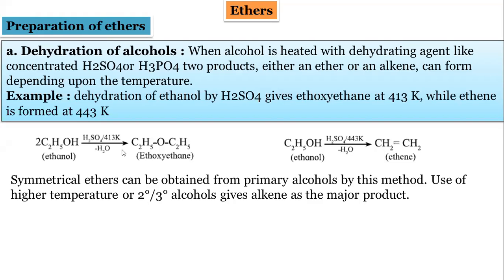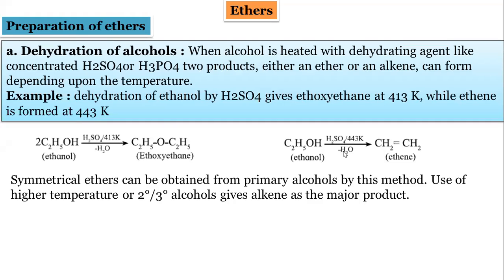These dehydrating agents are H2SO4, phosphoric acid, and alumina. In the last reaction also, dehydration of alcohols, we used these reagents. So in dehydration of alcohols, 2 molecules of ethanol give diethyl ether, this is the common name, and ethoxyethane is the IUPAC name. One more example is given here. These ethers are formed at the temperature 413 K. At this temperature only ethers are formed.